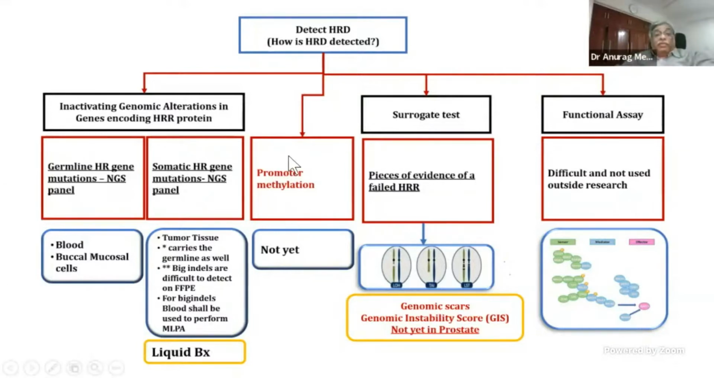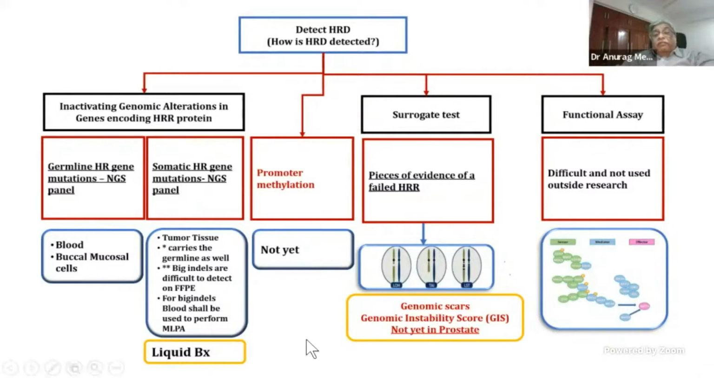As far as the promoter methylation is concerned, it is mechanistically significant, but it is of no clinical use, and we don't test it as yet for making any therapeutic decisions. And then there is a surrogate test which is available, which finds the pieces of evidence of a failed homologous recombination repair pathway, where we see the genomic scars of double-stranded breaks.